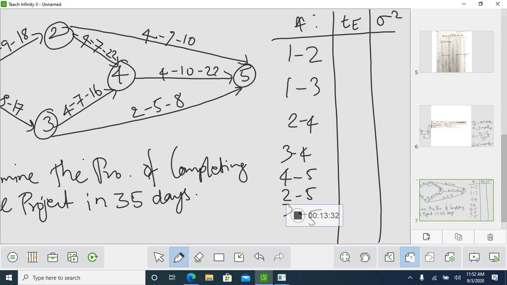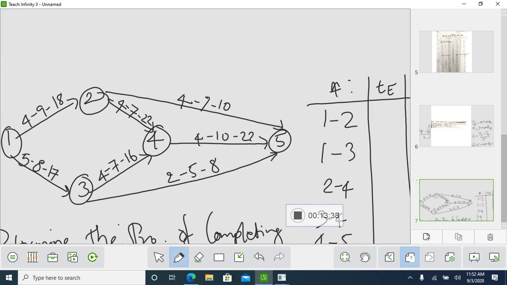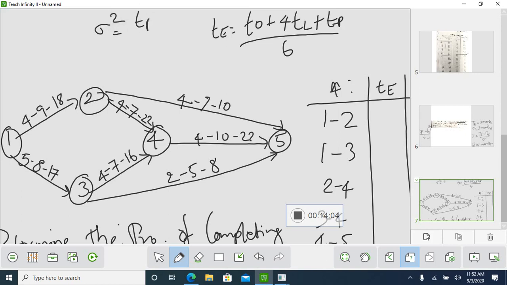So you all know what the TE formula is. I will write the TE formula also. TE equals optimistic time plus 4 times most likely time plus pessimistic time, divided by 6. So use this formula for the 1 to 2 activity and find out small te. Next, variance formula. That is sigma square equals Tp minus To divided by 6, whole to the power of square. So find out, students.